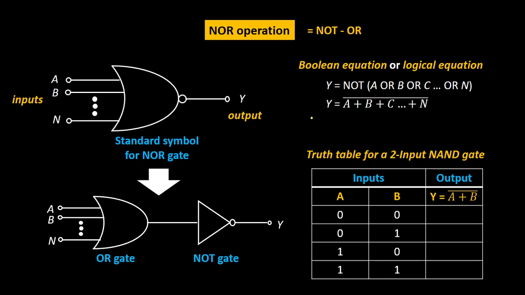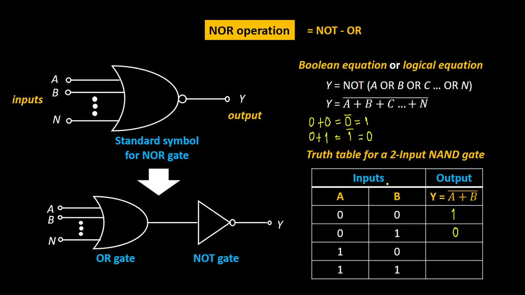For 0 plus 0, the output will be 0 always, because it's an OR gate. The OR gate truth table says that 0 or 0 is always 0, and it will be complemented. So the output will be 1. Now for 0, 1, it will be 0 plus 1, and 0 plus 1 becomes 1 in the OR gate, and that output will be complemented. The complement of 1 becomes 0, so the output will always be 0.